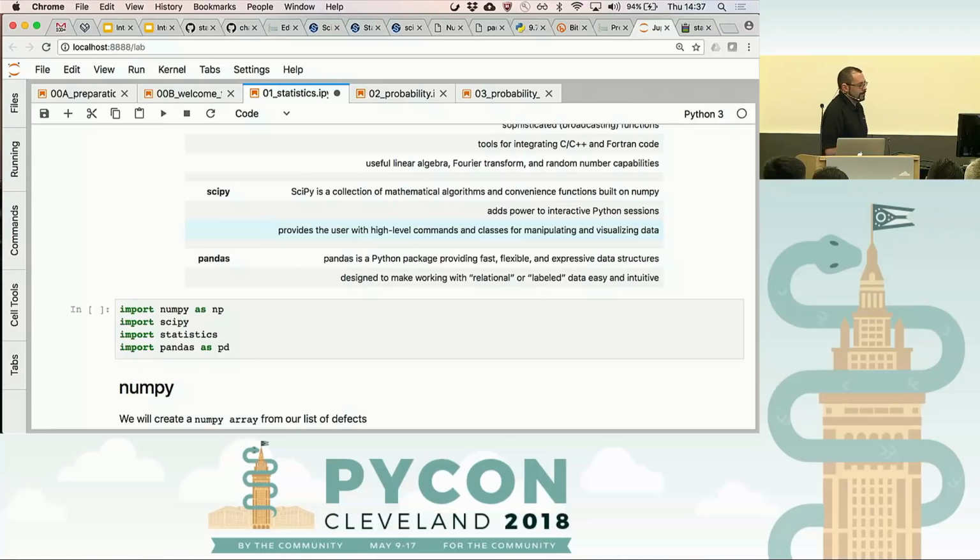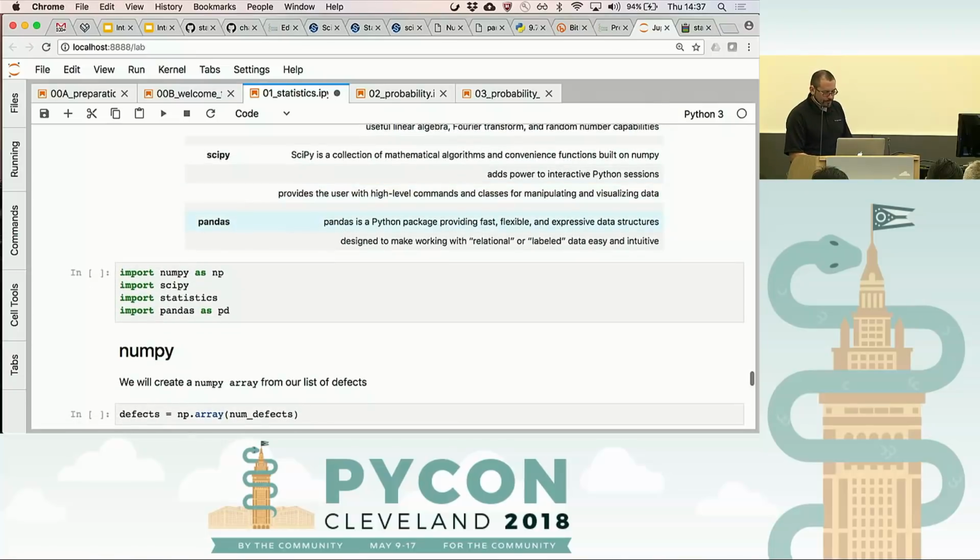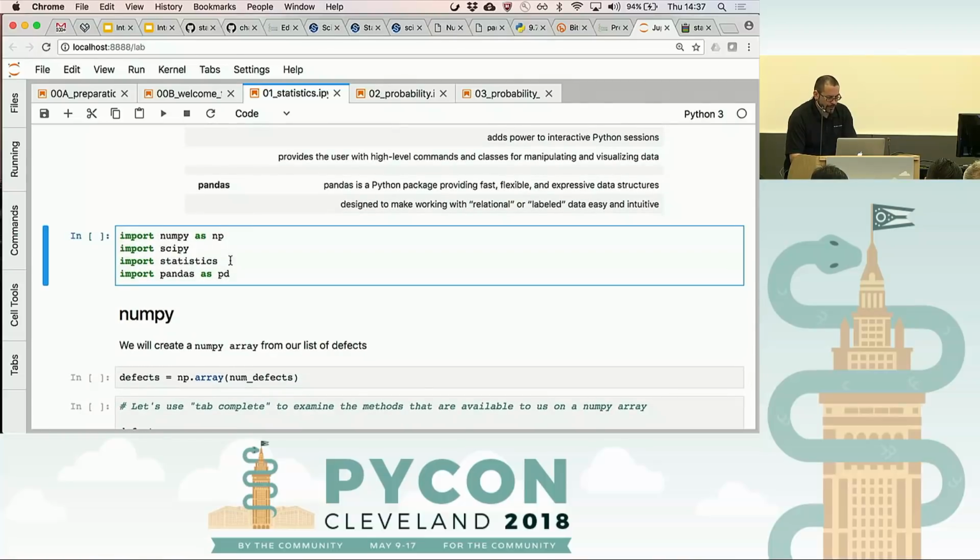The SciPy library has a collection of mathematical algorithms. It's got some convenience functions that are built on top of NumPy because it uses NumPy under the hood. It adds a lot of power to your Python sessions. And then we'll look at Pandas, which is a common data science library. It does data analysis and those types of things. All right. So we'll start off by importing each of these.